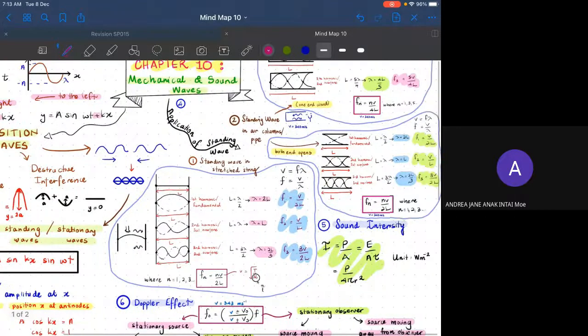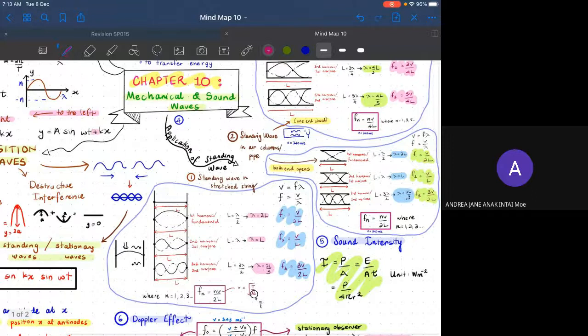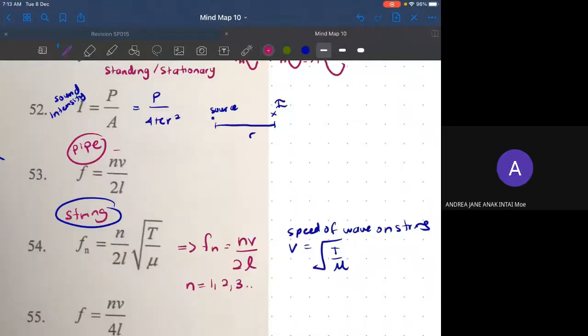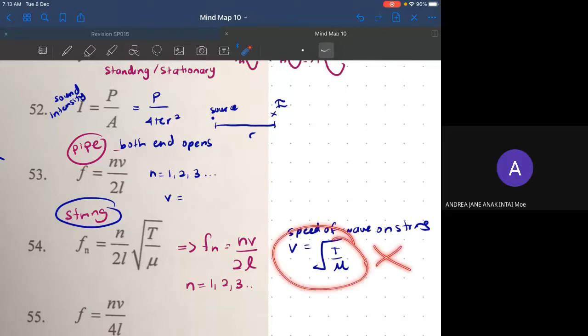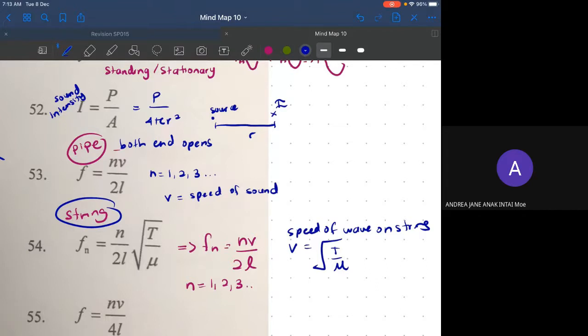So pipe both end opens. Okay, so ni untuk pipe. Ni mesti cakap both end opens. Di mana Fn is equals to NV over 2L lah kan. Di mana N tu sama dengan 1, 2, 3 juga. And then V kamu ni, kita tak guna equation ni. We don't use this equation, sebab ni untuk string saja. Our V is speed of sound. Okay, so ni untuk pipe both end opens.